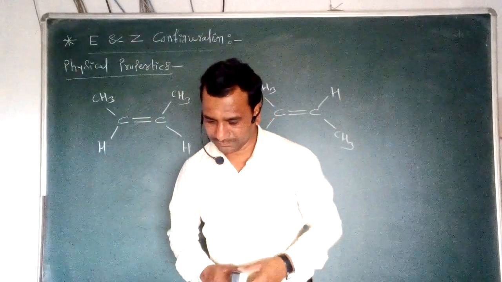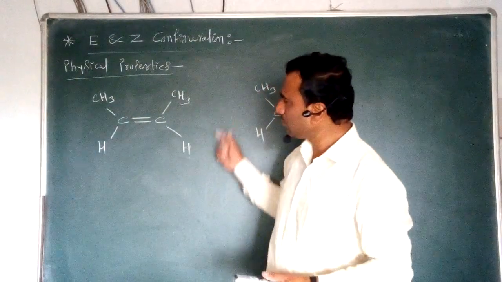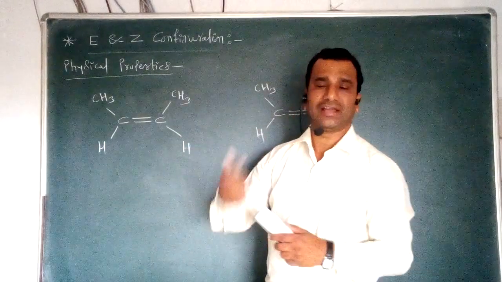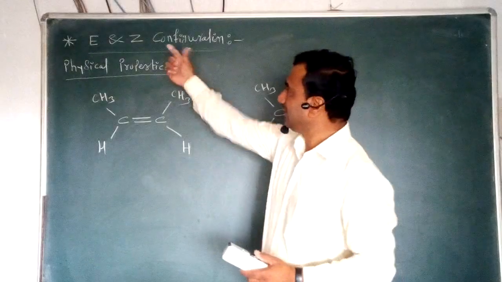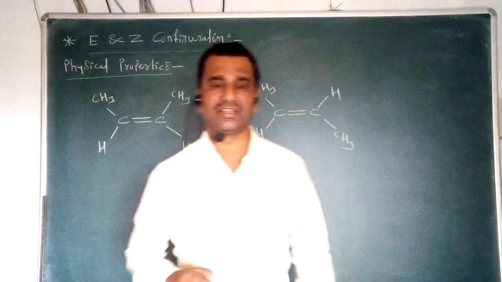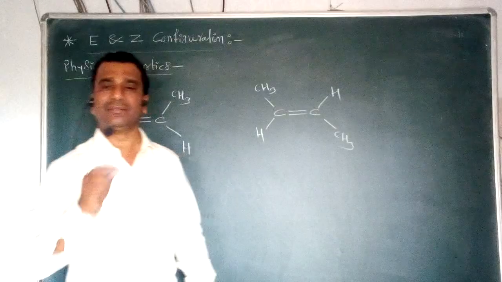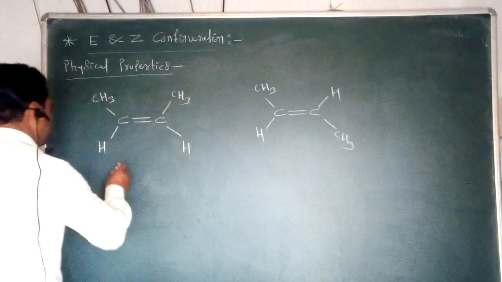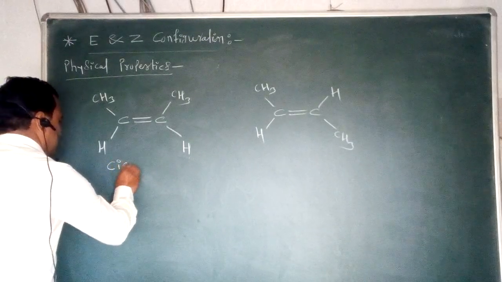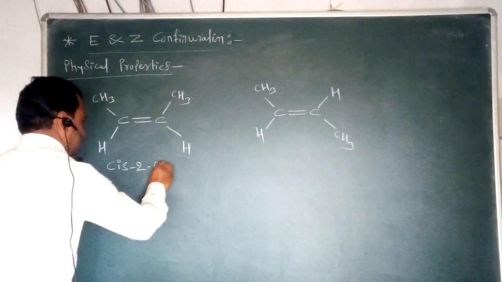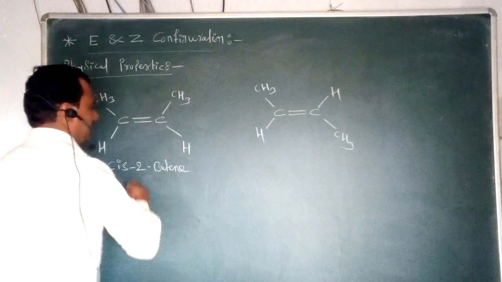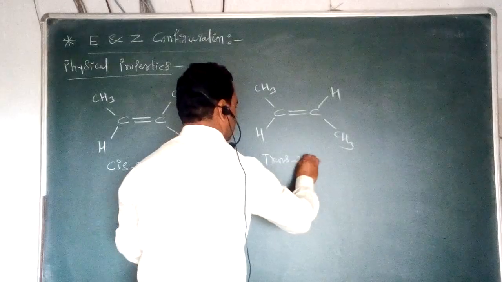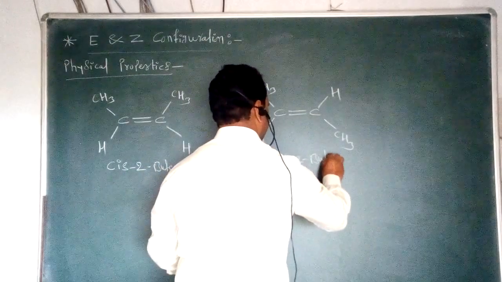Now first of all, we have to assign the physical properties of this particular geometrical isomerism. E and Z is nothing but geometrical isomerism. So what type of physical and chemical properties can be shown by this type of geometrical isomerism? The first compound is cis-2-butene, and the second one is called trans-2-butene.